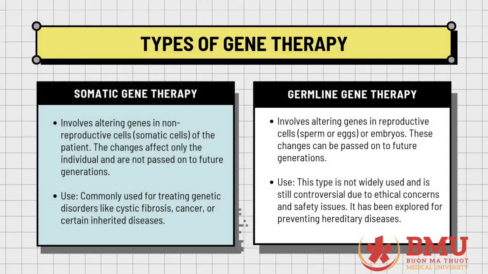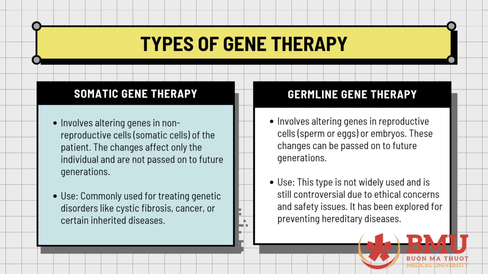Types of gene therapy. Somatic gene therapy. This type of therapy involves altering genes in non-reproductive cells, also known as somatic cells. The changes affect only the individual and are not passed on to future generations. It is commonly used for treating genetic disorders such as cystic fibrosis, cancer, or other inherited diseases.